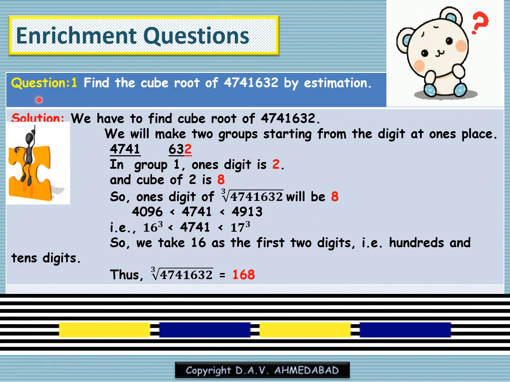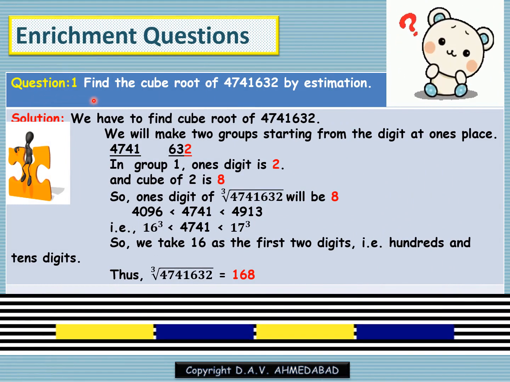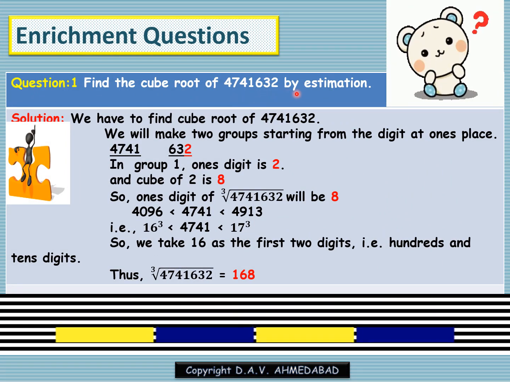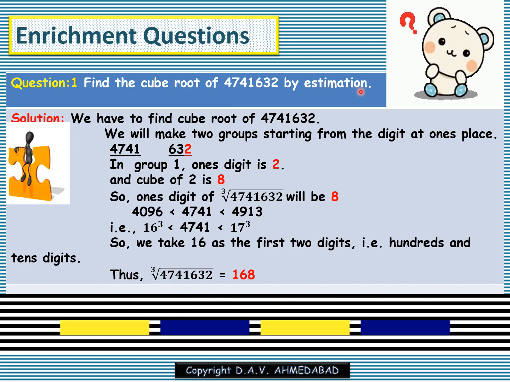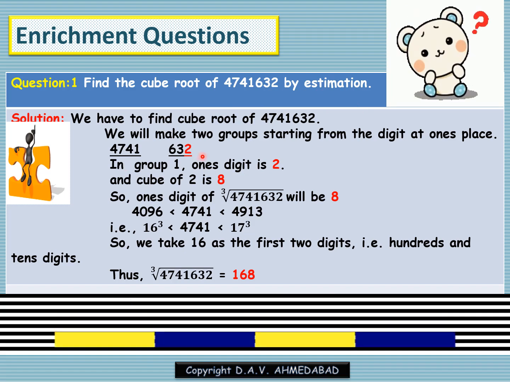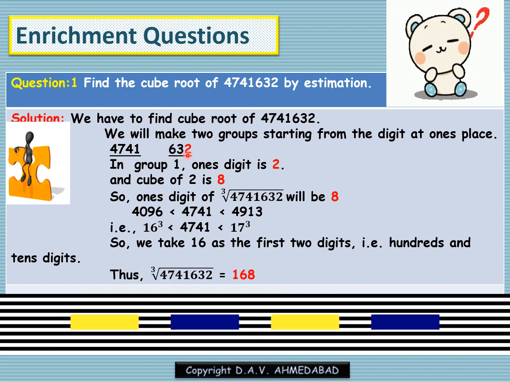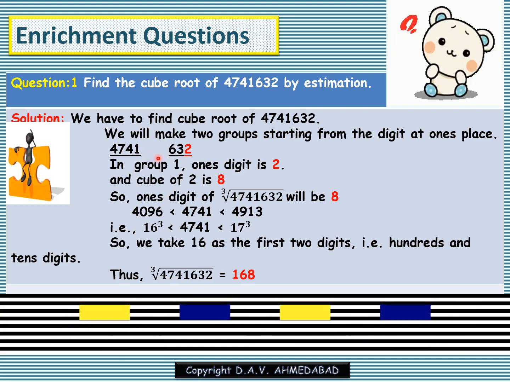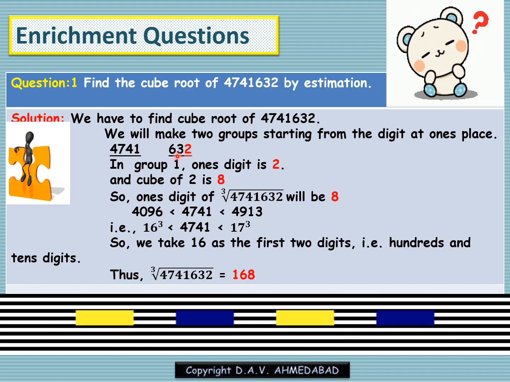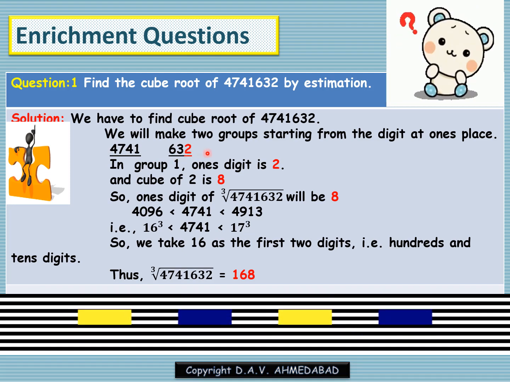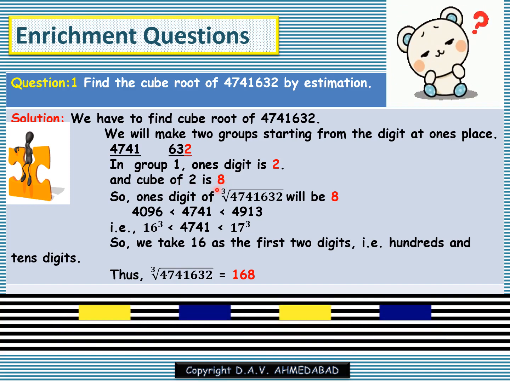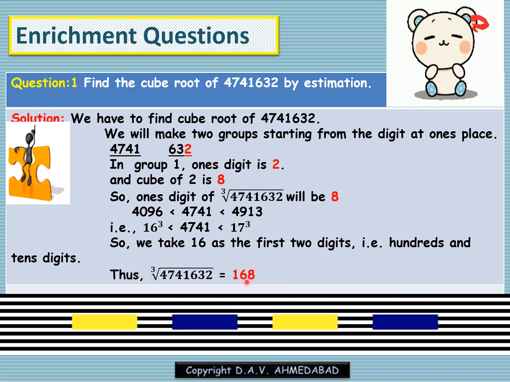Now let us solve enrichment questions, children. First question is, find the cube root of 4741362 by estimation. I know you will be able to do this question. So first of all, let us make two groups. First group always have last three digits and second group has rest of the digits. Now consider our first group. The digit at one's place is 2 and 2 cube is 8. It means 8 will be the digit of one's place in our answer.